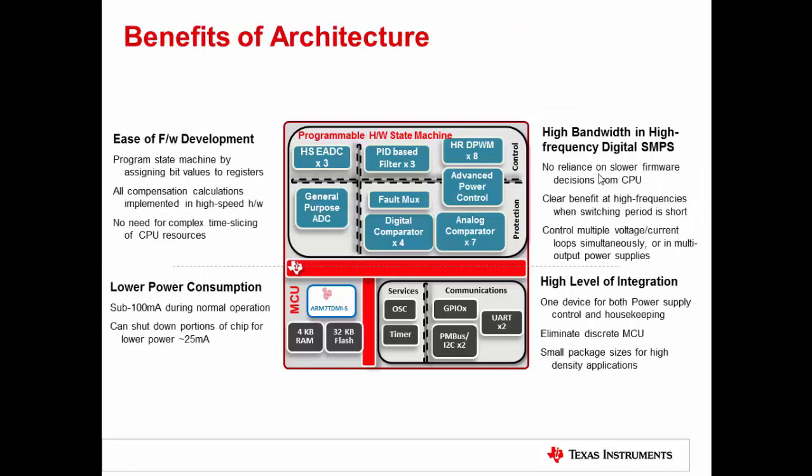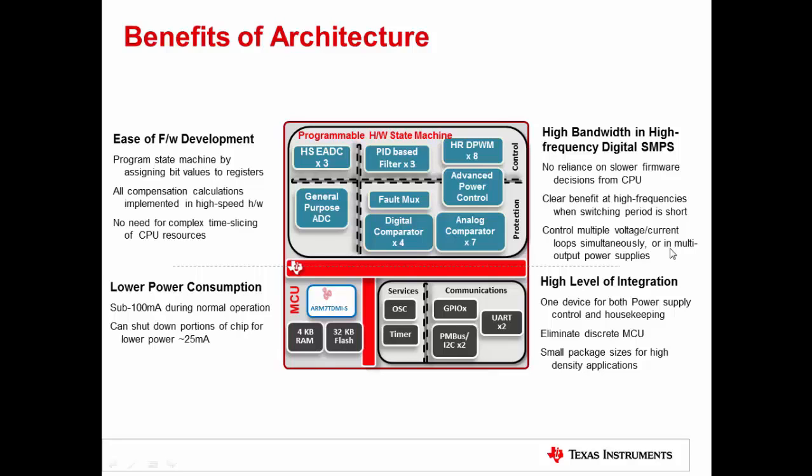In terms of benefits, the most important advantage of this architecture is the ease of firmware development. In order to program the state machine, all that the designer has to do is become familiar with the hardware peripherals in the device and assign bit values to specific registers. All the compensation calculations involved in the high-speed loops is implemented in the high-speed state machine hardware, so there is no need for complex time slicing of computation resources between the low-speed and the high-speed functions.